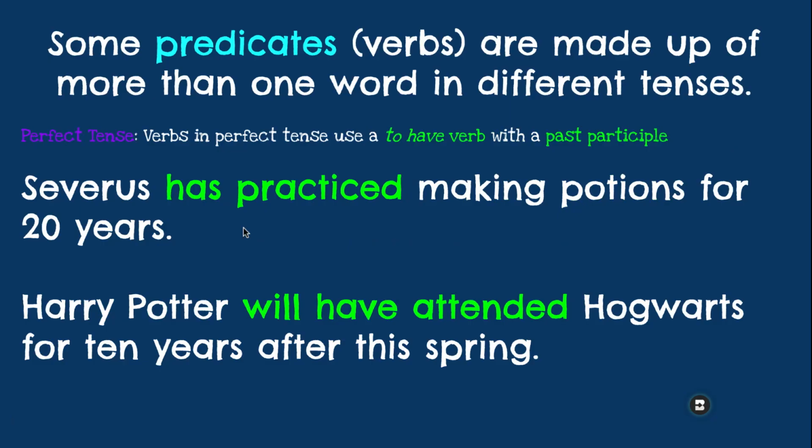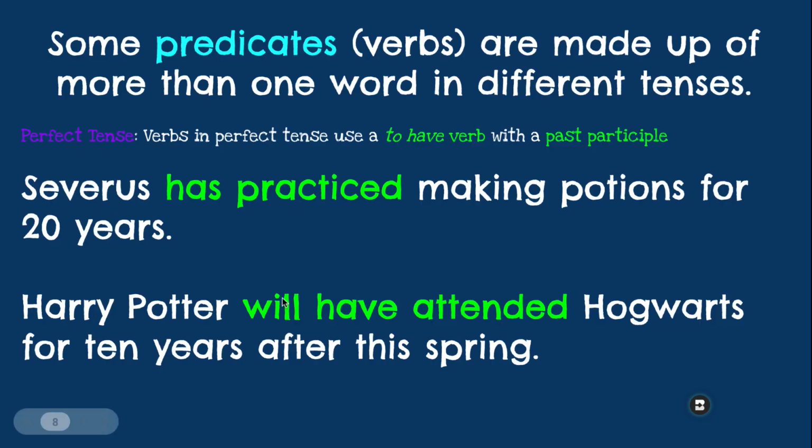In addition, we also have the perfect tense, which is another verb form, another verb tense that's going to have more than one word making up the complete verb phrase. This is going to be a to have verb with a past participle. For example, Severus has practiced making potions for 20 years. Practiced, right? That might sound like the verb, but we also have to include the has that's in front of it because that's the complete action that Severus was doing.